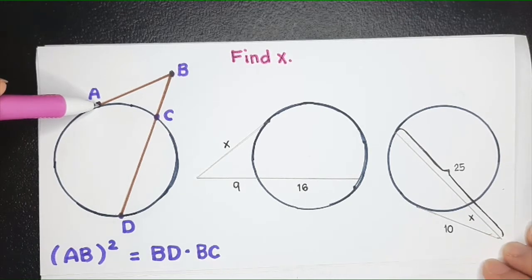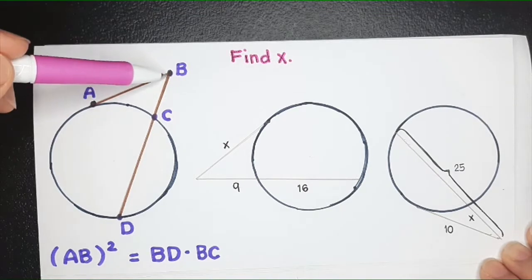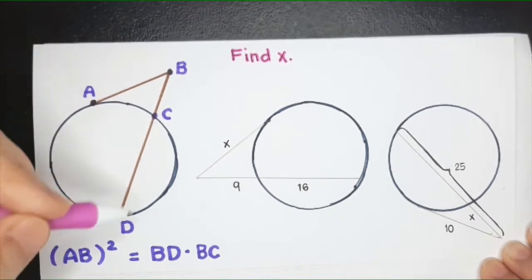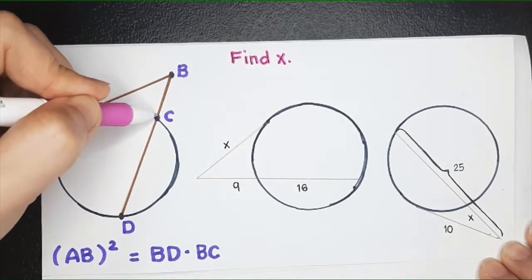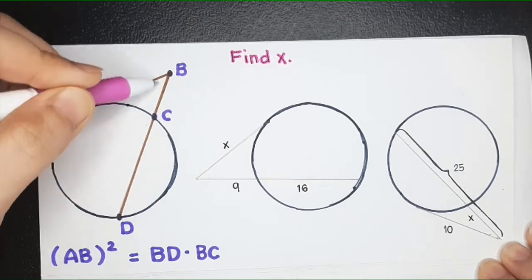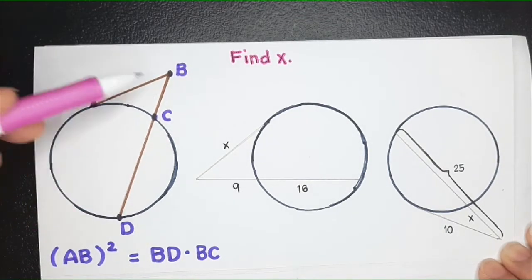Dito lang niya tinouch yung circle. Alright? So, we have a tangent segment. And what do you call this line segment? Okay? It touches the circle at exactly 2 points. So, it is a secant segment. So, you have a tangent segment and a secant segment.